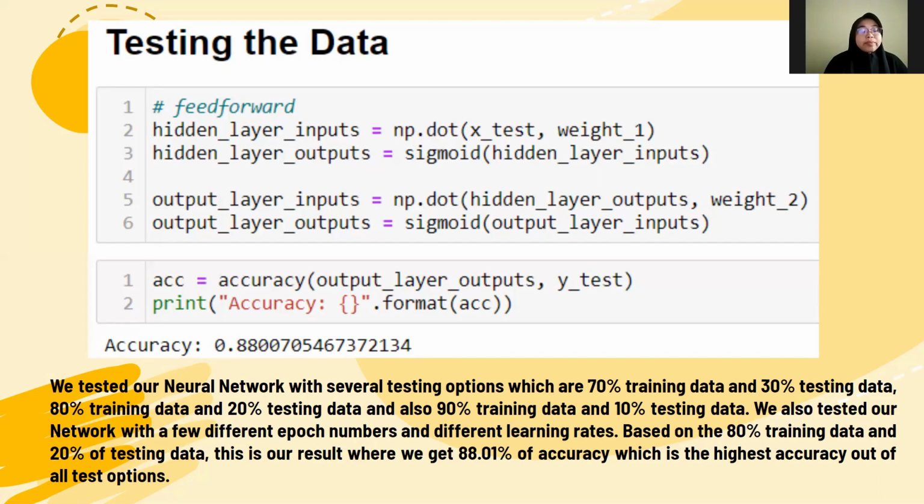Okay, 50% training, 20% testing data, and also 90% training data and 10% testing data. And we also tested our network with a few different epoch numbers and different learning rates. Based on the 80% training data and 20% testing data, this is our result where we get 88.01% accuracy, which is the highest accuracy out of all of the test options.